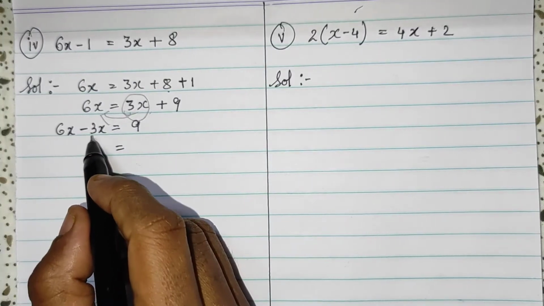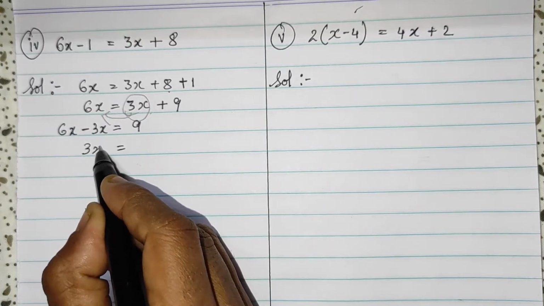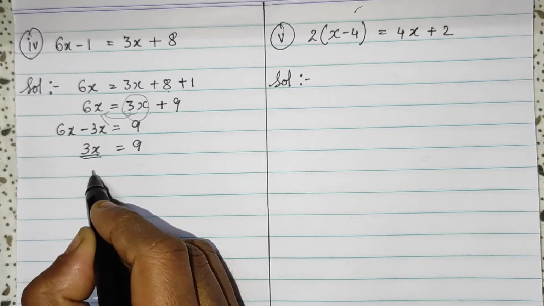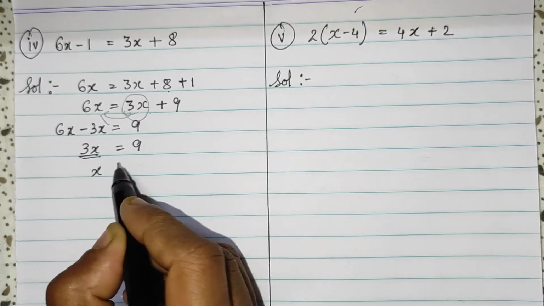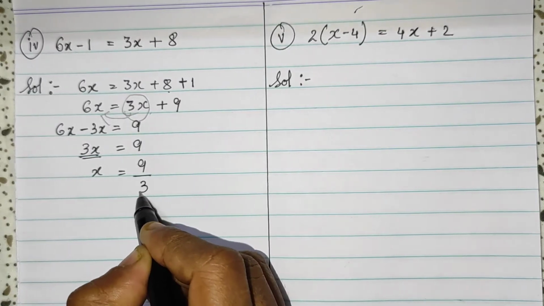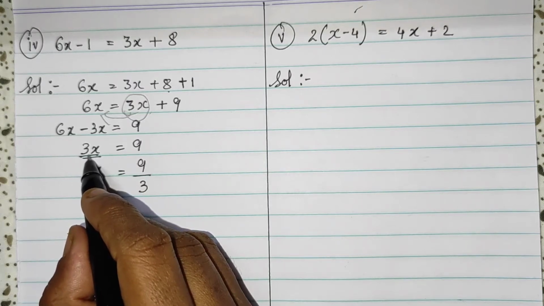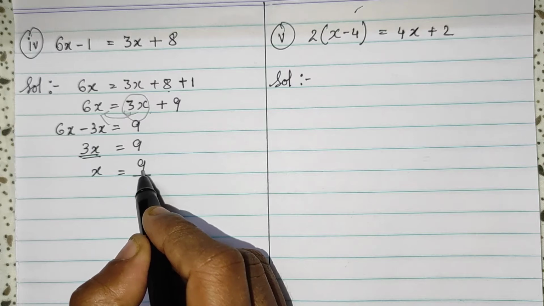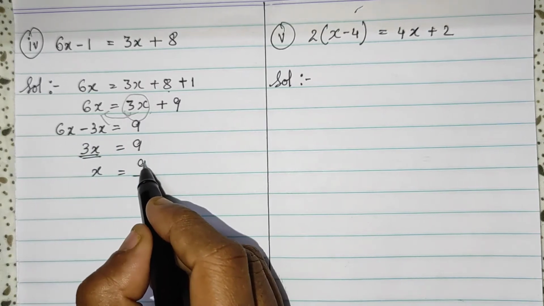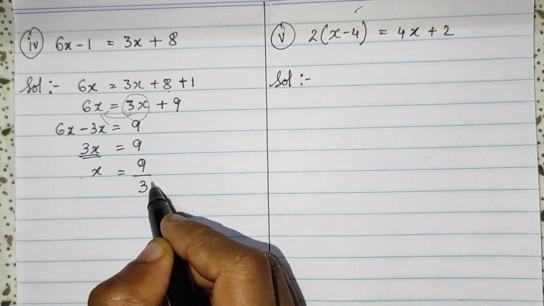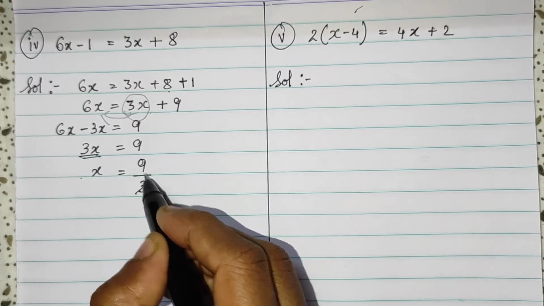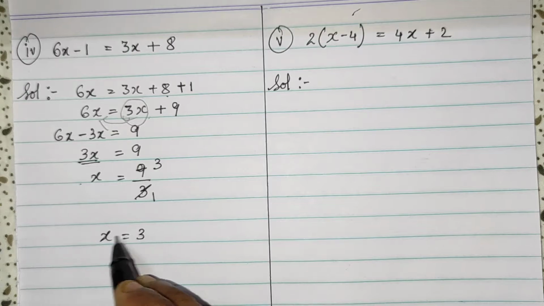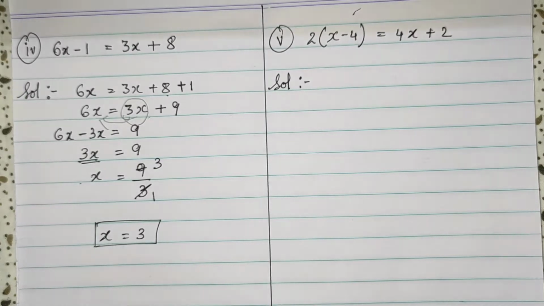So 6 minus 3, 3x and here 9. So this is multiplication. So leave here x and bring this 3 here in the denominator. This is multiplication, so when it changes its place, left to right, multiplication will become division. 3 ones are 3, 3 threes are 9. Your final answer is x equals to 3.